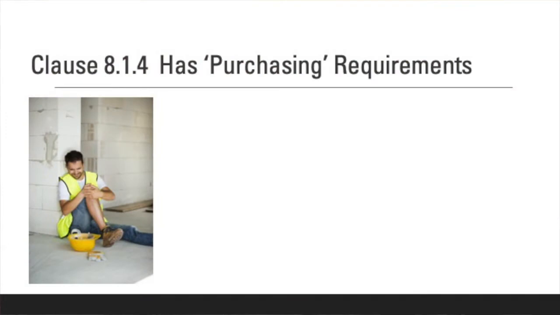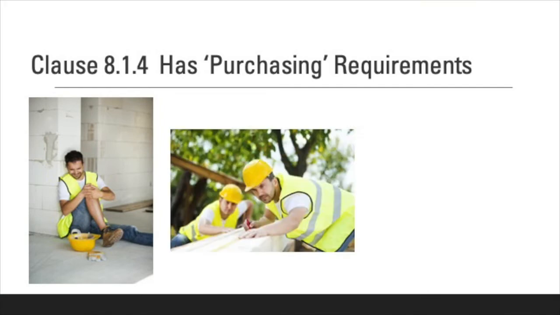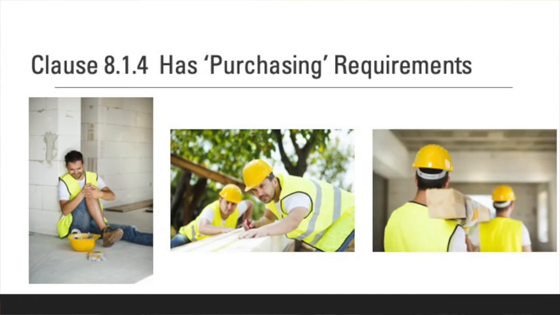Clause 8.1.4 talks about purchasing requirements or procurement requirements. The first thing we see are requirements around the idea of health and safety risks arising from the contractor's activities. The next thing we see are activities and operations that might impact the contractor's workers if you're purchasing contractor services. And finally, the contractor's activities and operations that impact other interested parties in the workplace. So when we look at purchasing the services of contractors, we need to keep these things in mind.